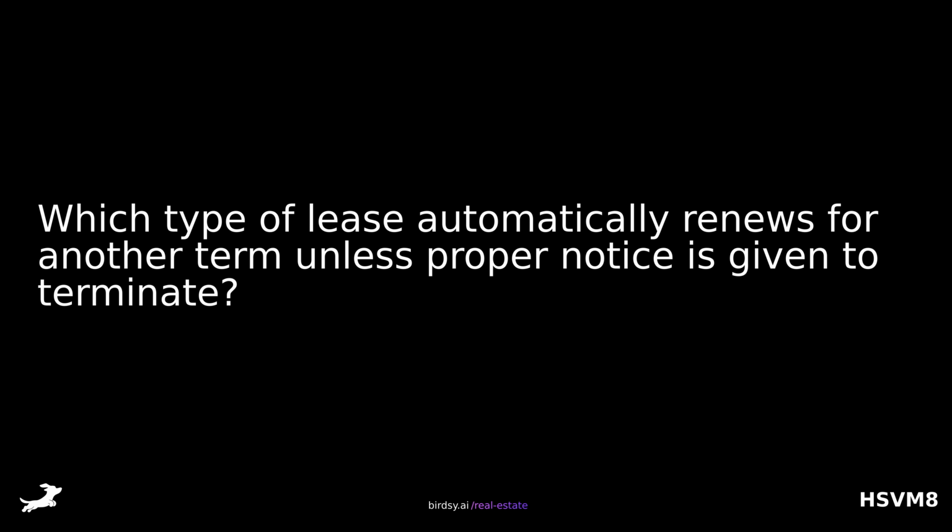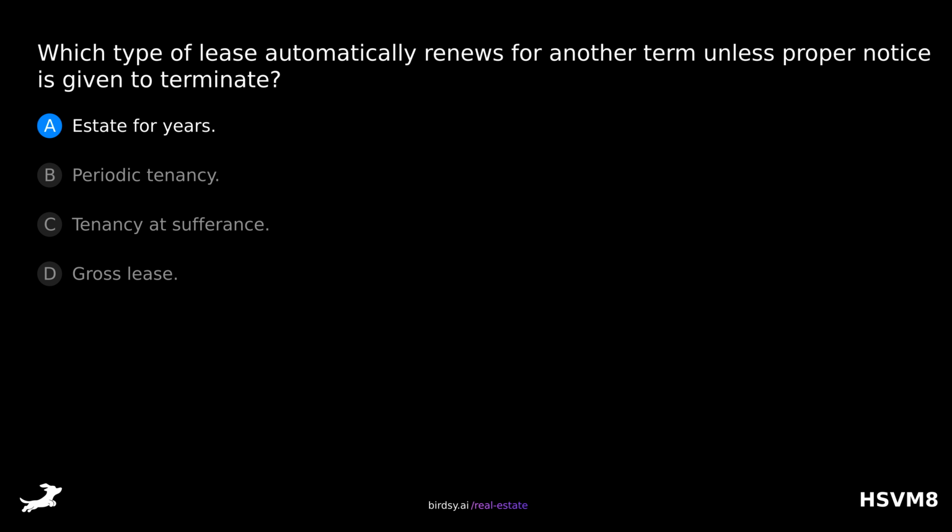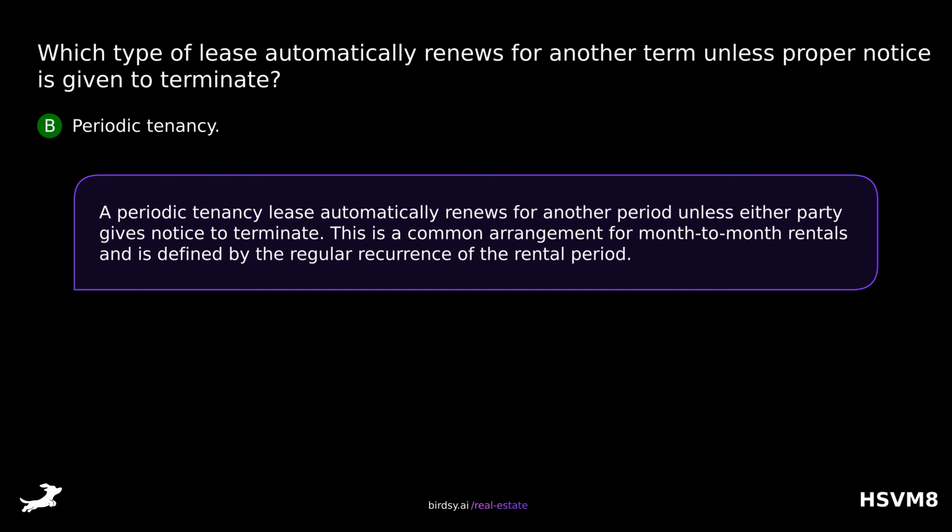Property management. Which type of lease automatically renews for another term unless proper notice is given to terminate? Is it A. Estate for years, B. Periodic tenancy, C. Tenancy at sufferance, or D. Gross lease? The correct answer is B. Periodic tenancy. A periodic tenancy lease automatically renews for another period unless either party gives notice to terminate.